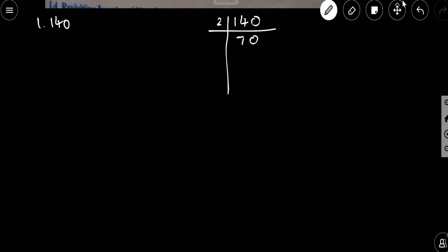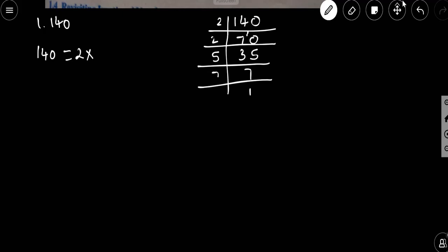2 sevens are 14, I will take down 2 here. Next, it is again divisible by 2. 2 threes are 6, 1 is the remainder, I will write it down here, so it becomes 10. 2 fives are 10. Next, it is divisible by the table of 5, so 5 sevens are 35. If you see, 7 is a prime number, so it is divisible only by itself: 7 ones are 7. So 140 equals 2 into 2 into 5 into 7.